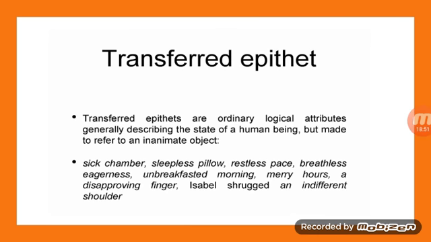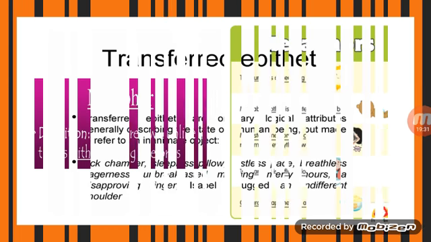One word is a noun and the other word is surely an adjective. Now let's see. The first one is sick chamber. What I have told you right now is that one of them will be a noun and the other will be an adjective. So let's check. Sick chamber: sick is an adjective and chamber is a noun. Similarly, sleepless pillow: pillow is a noun and sleepless is an adjective. Similarly, restless space, breathless eagerness, unbreakfasted morning, merry hours, a disapproving finger, Isabel's shrugged, an indifferent shoulder. So similarly in all the words.